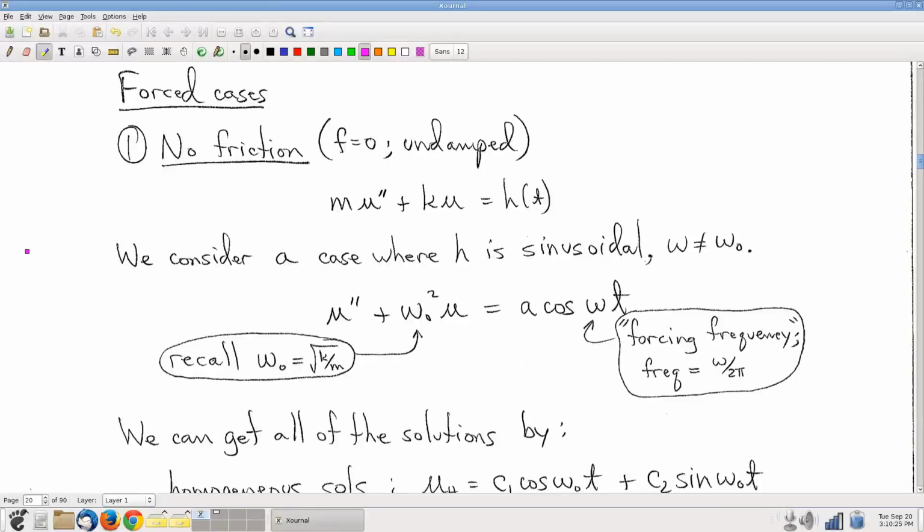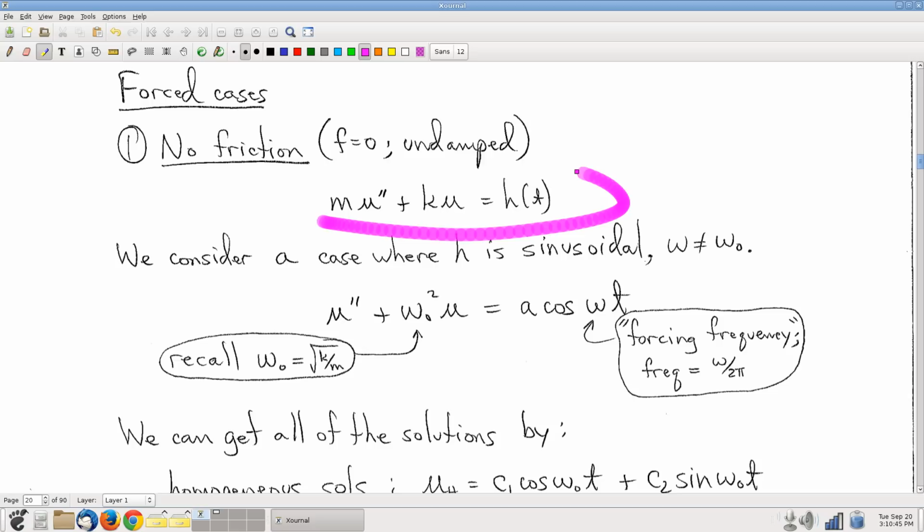So now let's consider some cases where we have external force terms, such as this h of t over here. Now we are going to begin by considering no friction. So again, you'll notice there's no friction term here. F is equal to 0, aka this is undamped. We'll talk about the friction terms later.